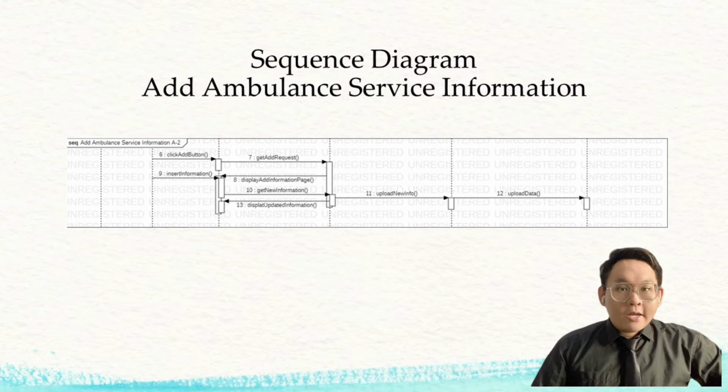Second, the add ambulance information sequence. The staff of Central Ambulance Malaysia can add the new information to the system by clicking the add button and inserting the new information as the input, and the system will display the updated information.